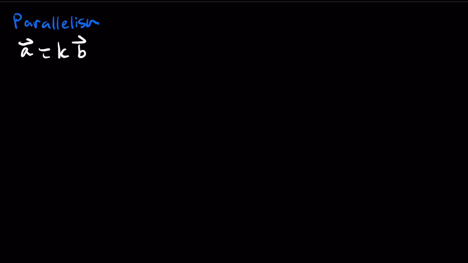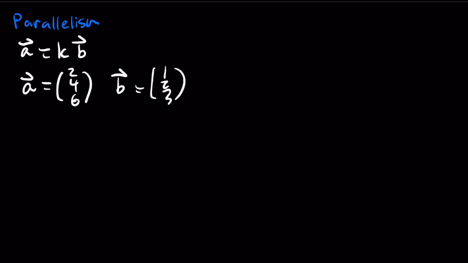So let's say that vector A is equal to 2, 4, 6, and vector B were equal to 1, 2, and 3. And from this, we can say that vector A is equal to 2 times vector B, and therefore vector A is parallel to vector B.